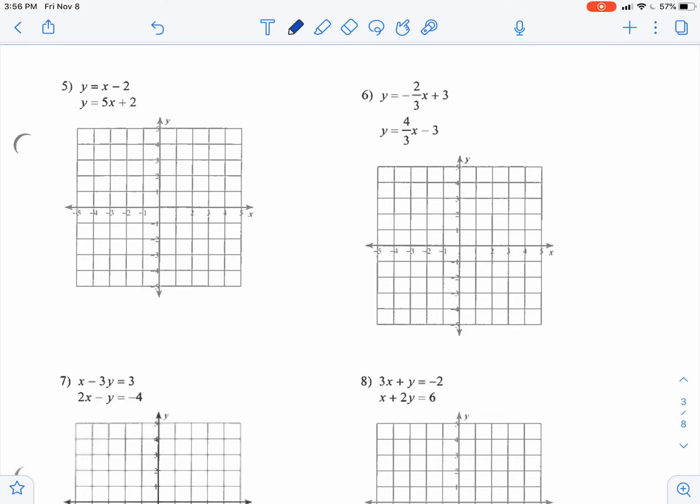So again, we're always going to identify, if it's in slope-intercept form, our slope and our y-intercept. On my first one, my slope is 1. My y-intercept is (0, -2). And the second one, my slope is 5. My y-intercept is (0, 2). So let's start graphing. The first one, (0, -2) with a slope of 1.